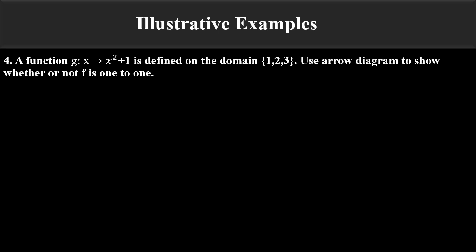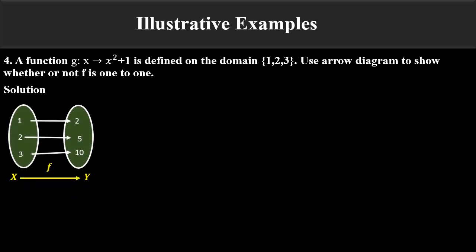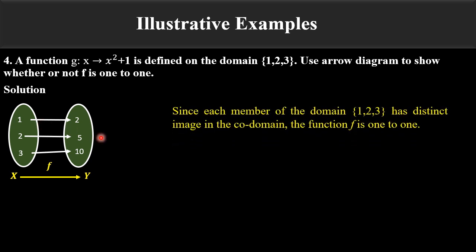Okay, so by now I'm sure you're done. So let's go through this. So this is the function we are given: the function g mapping from x to x squared plus 1. And this is the domain we're given: 1, 2, and 3. Use an arrow diagram to show whether or not the function is 1-to-1. And obviously with this particular function here, yes. So this is the mapping, and since each member of the domain has a distinct, or let me say a different image in the codomain, the function is a 1-to-1 function.